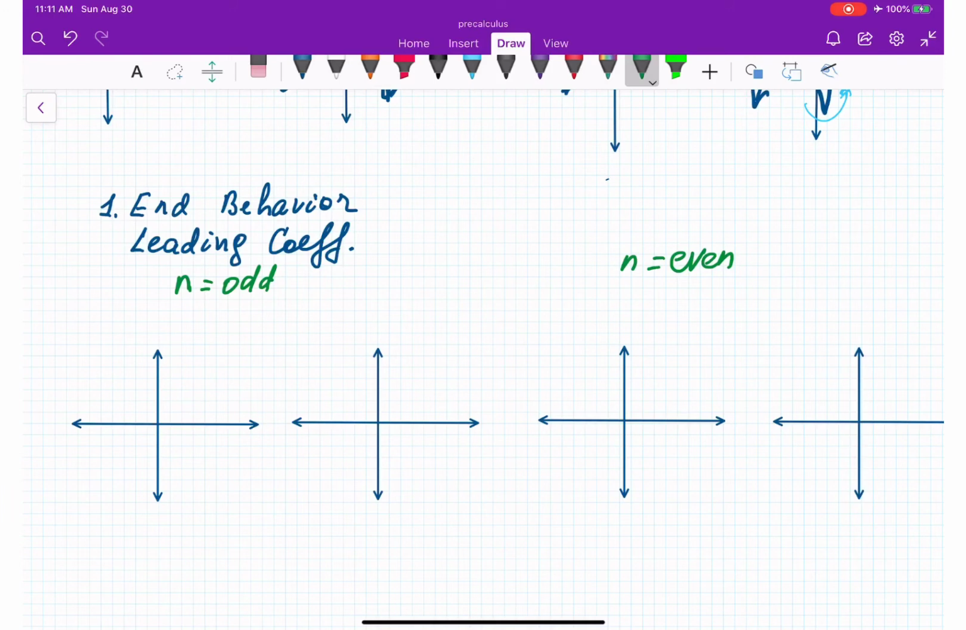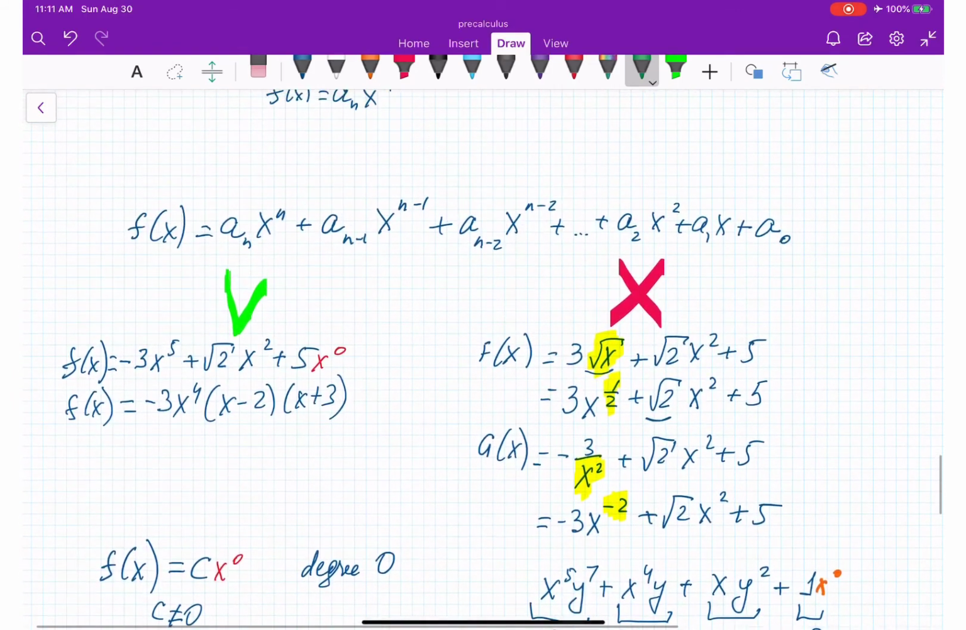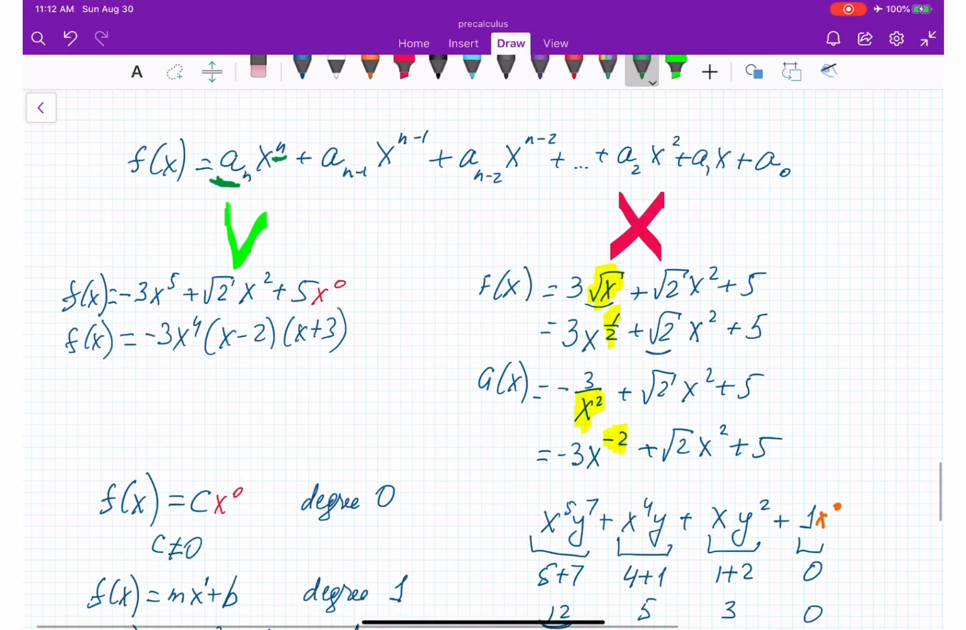Two cases when the leading coefficient is greater than 0. Which one is the leading coefficient? The leading coefficient is this one, the coefficient of the term with the highest degree. Because we have x to the n, highest degree, whatever it is, then the coefficient will be the leading coefficient. Let's say for this case, negative 3x to the 5. So you see the highest degree is 5, right? That means it's a polynomial of degree 5, and negative 3 will be our leading coefficient.